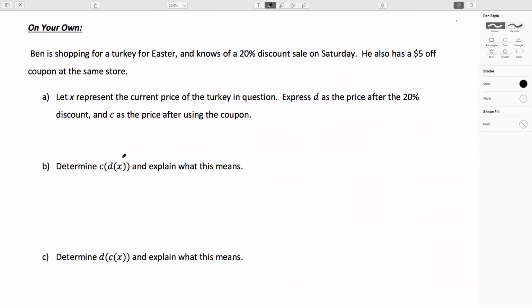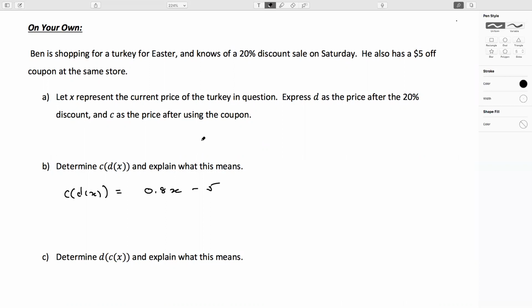C of D of x means that we are going to apply D of x first, the 20% off first, and then we're going to take $5 off of it. So C of D of x, we're going to take the 80%, 0.8x. That's 20% off of 100, leaves us with 80%. But then we're also going to subtract $5 from the price. So our equation would be 0.8x minus 5. Because of BEDMAS, we do the 80% first, then we subtract the 5.